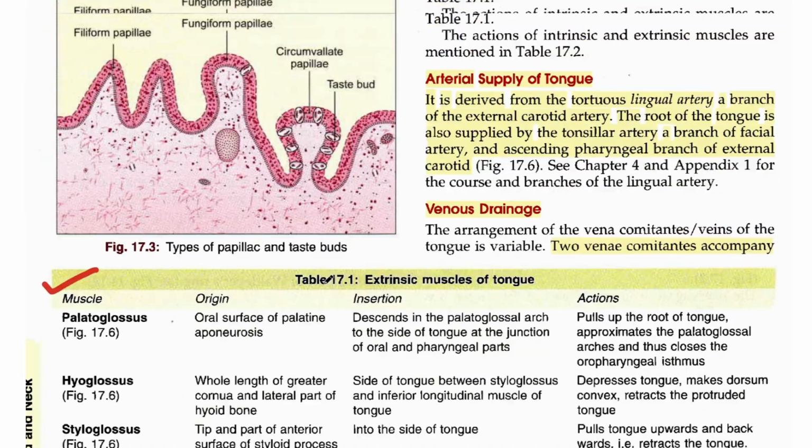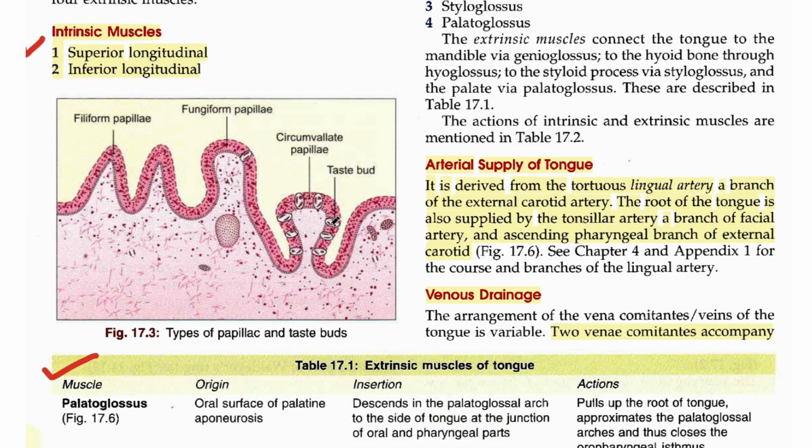Now, after writing about the muscles, we'll move to the supply, that is the arterial supply and the venous supply of the tongue. The arterial supply is derived from the lingual artery, which is a branch of the external carotid artery. That is a main point that you have to remember. The root of the tongue is also supplied by the tonsillar artery, a branch of the facial artery, and the ascending pharyngeal branch of the external carotid. So mainly the supply of the tongue is from the external carotid artery.